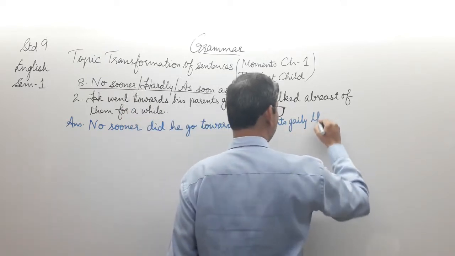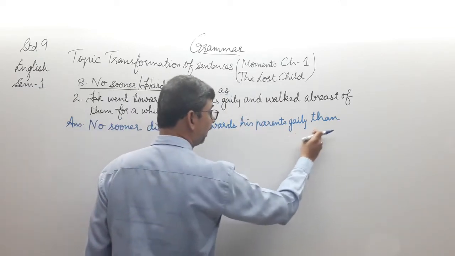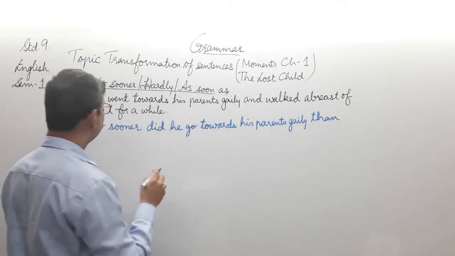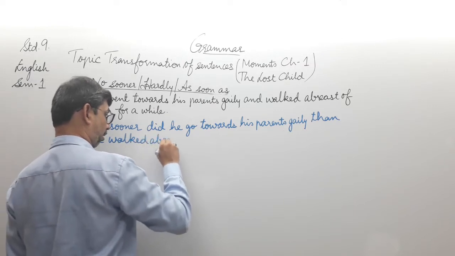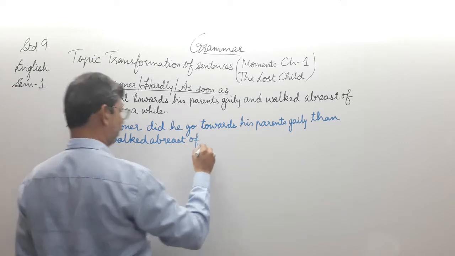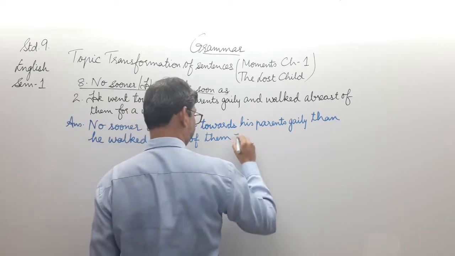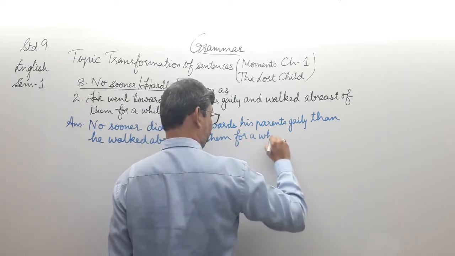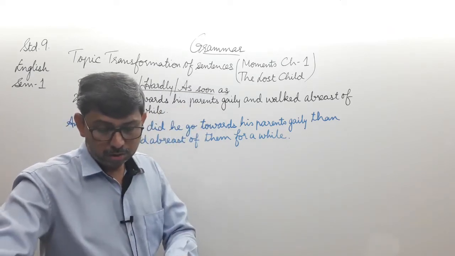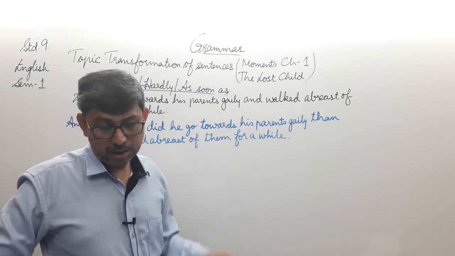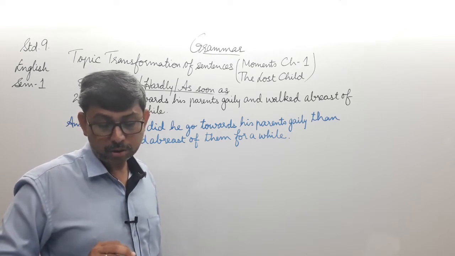So without fail, you should be able to make these changes, identify and understand these changes. No sooner did he go towards his parents gaily than, again we are using the subject over here, he walked abreast of them for a while. Gradually when you learn this, you will be able to speed up the time of writing these answers. Immediately you will be able to figure out the answers. No sooner did he go towards his parents gaily than he walked abreast of them for a while.